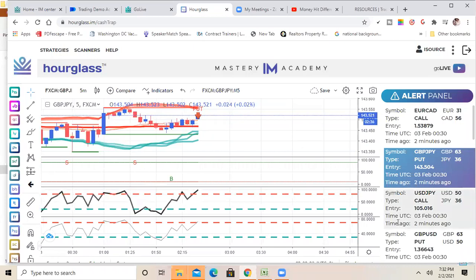So that means, are we just placing one trade a day? No. You have the ability to place as many as you need to. Okay?